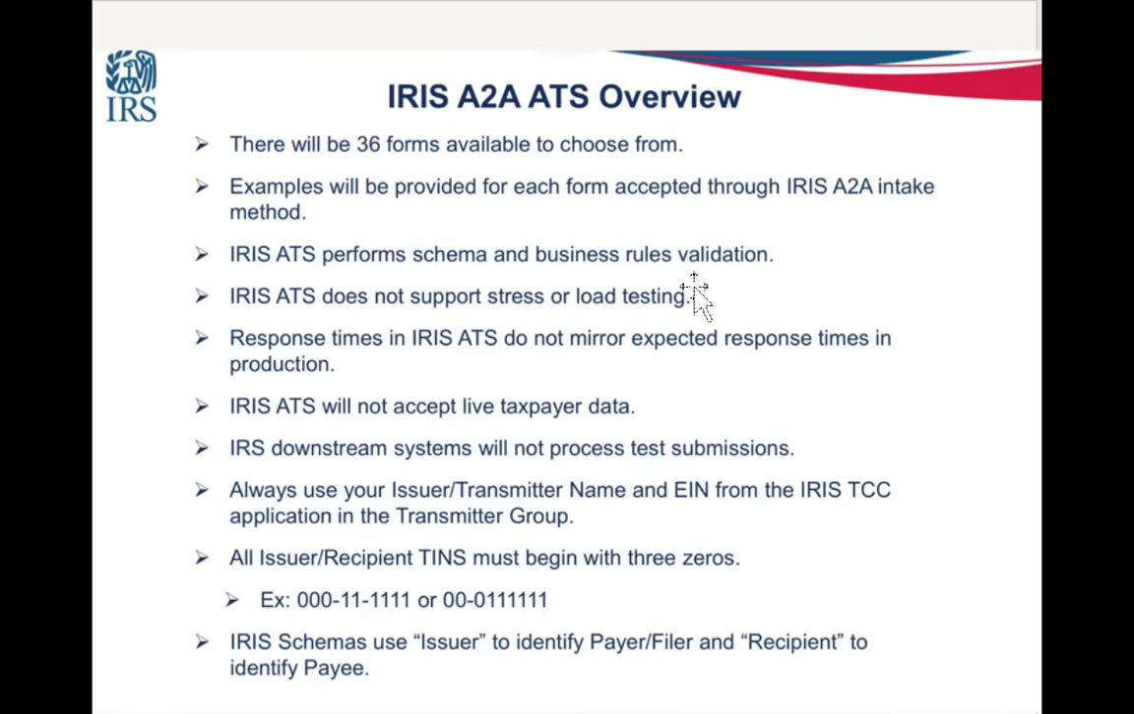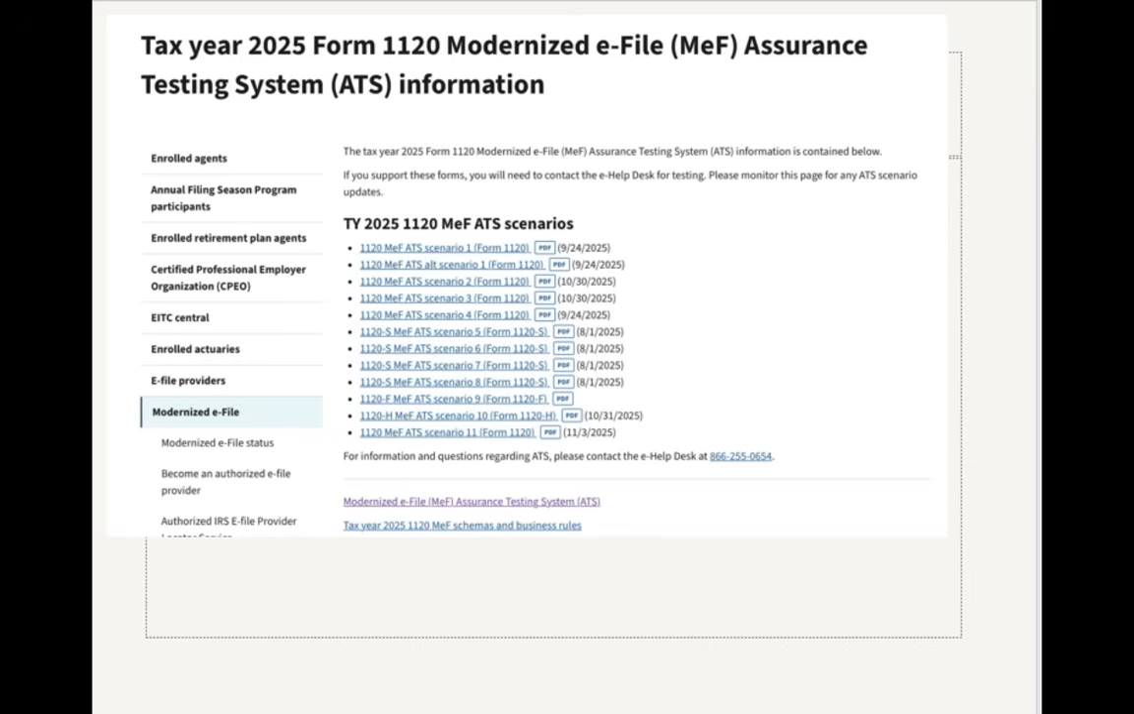It performs schema and business rules validation. The testing system does not support stress or load testing. Response times do not mirror the expected response time. The ATS will not accept live taxpayer data. Downstream systems will not process the submission. Always use the issued transmission number and so on. So that was about the testing.